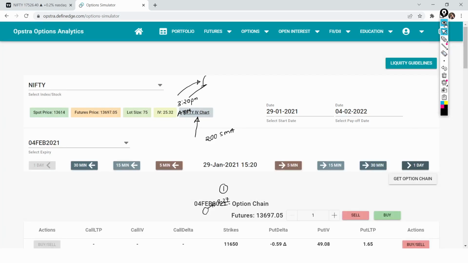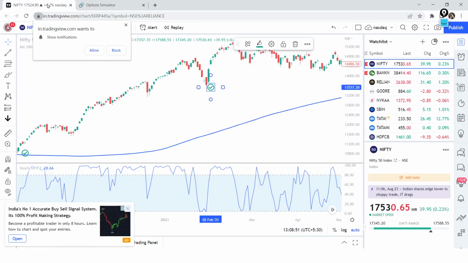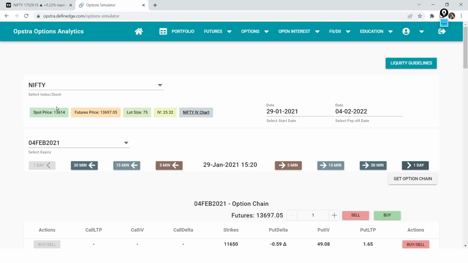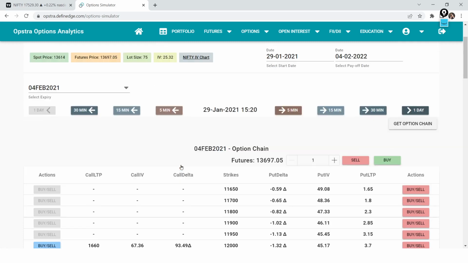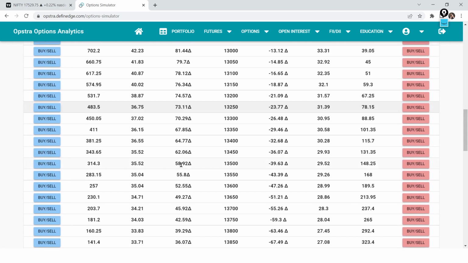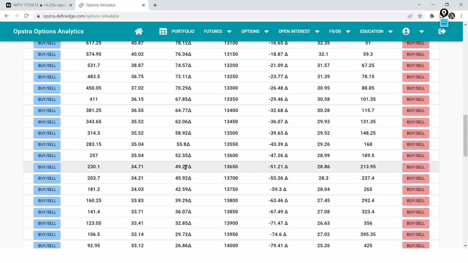Let me just hide the tools over here as of now. So on 29th of January, at 3:20, we can see the spot was around 13,614. Let me see if that's correct. Over here we can see the price was around 13,670, which is very close to what we are looking at over here. On that day, we have to go and buy an at the money call option. How do I know the at the money call option? It's very simple. I'm just looking at the delta value. So this exactly is the call option that we have to purchase. So I'll just go and buy the at the money call option.